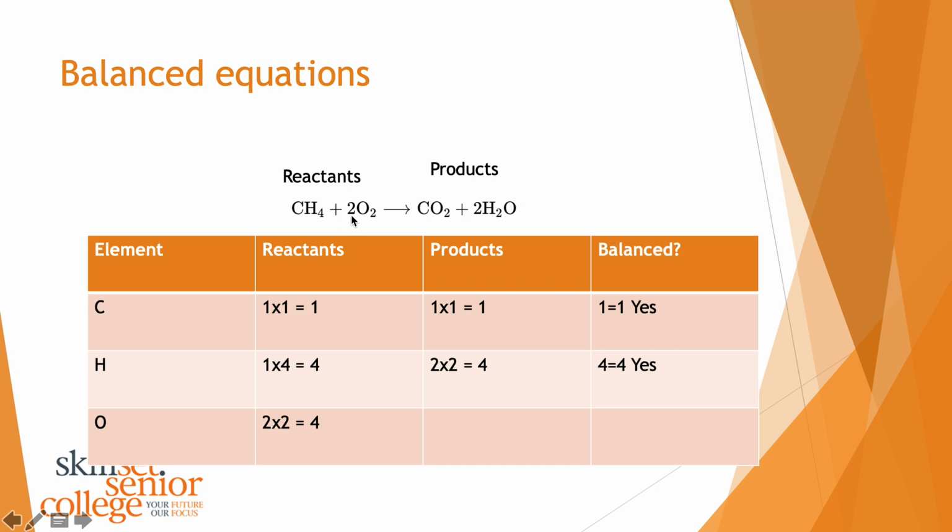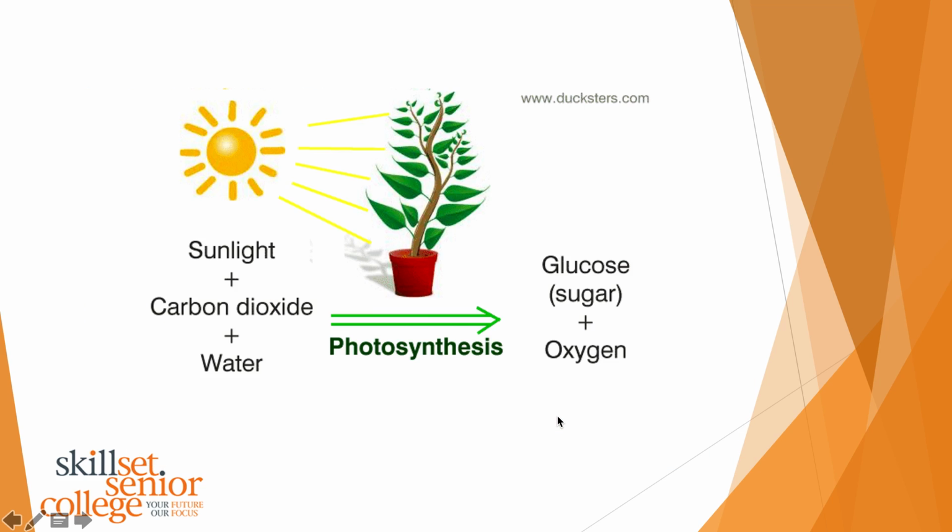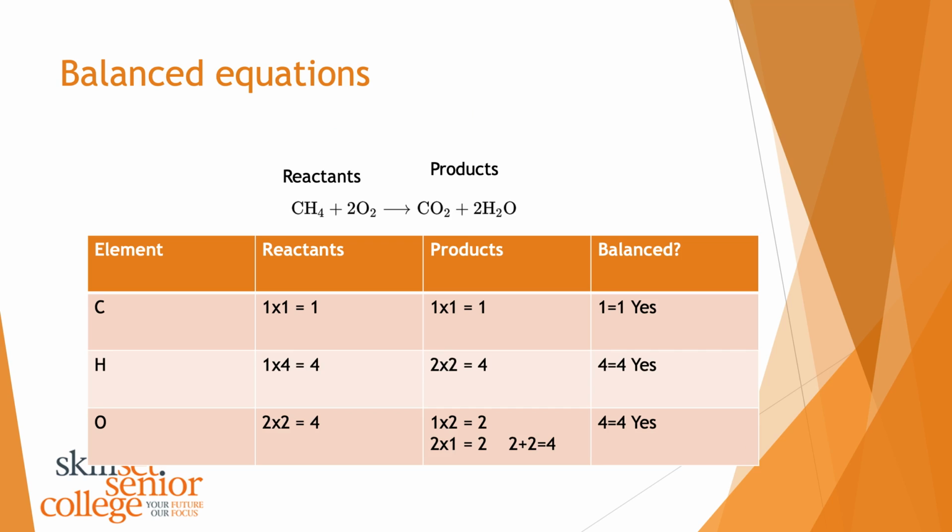Then we're going to look at oxygen. We have 2 oxygen times 2 equals 4 atoms of oxygen. Products, we have a bit more complicated. We have 1 oxygen times 2. 1 times 2 equals 2. And then we have this number here, 2 times 1. 2 times 1 is 2. 2 plus 2 equals 4. So yes, 4 reactants equals 4 products. So it's balanced. Okay. You may want to pause the video there, and write in these answers if you are working alongside, and make sure that makes sense to you.